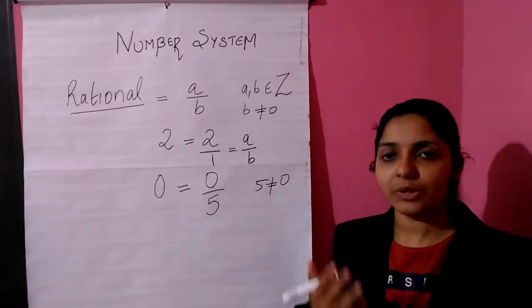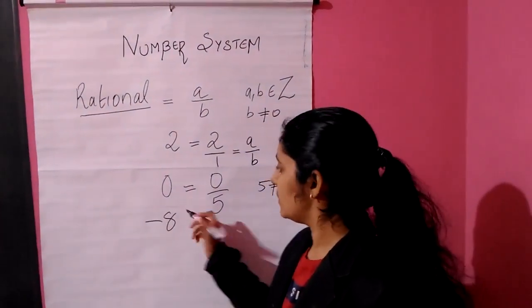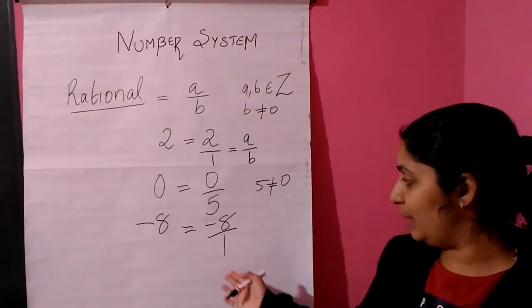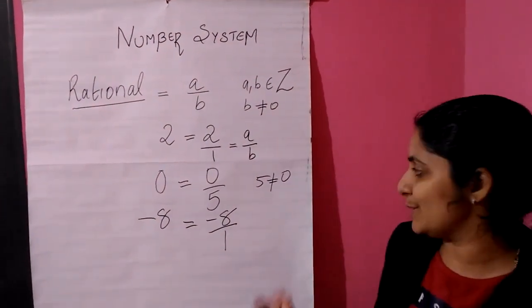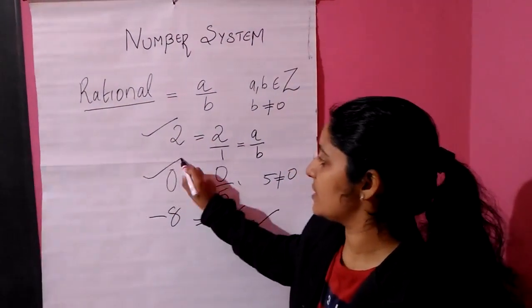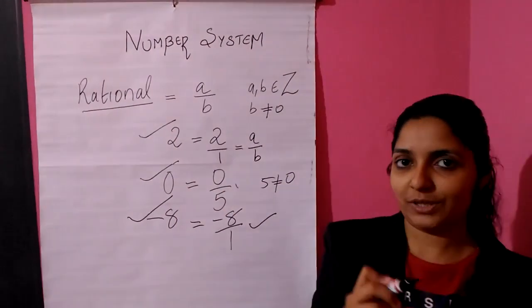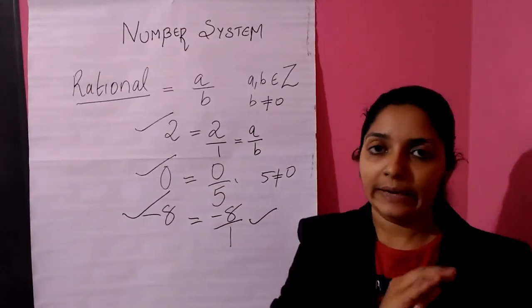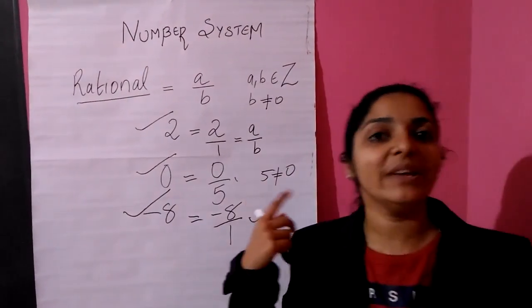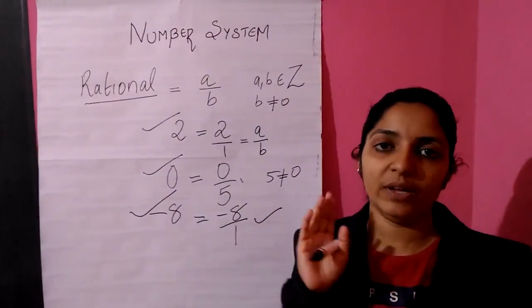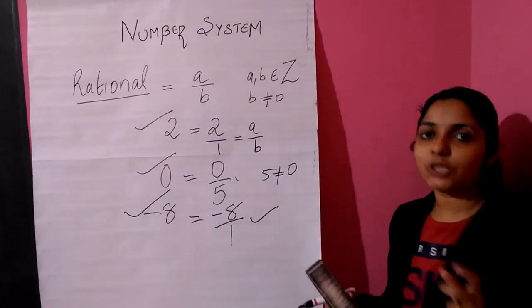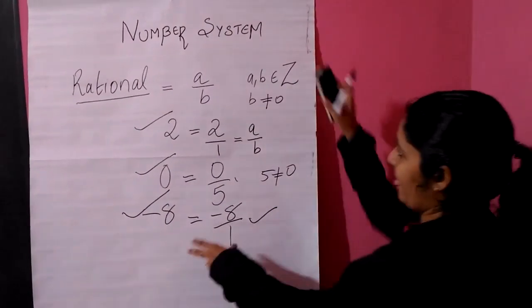Negative numbers, for example, minus 8. This also can be written in the form a by b, where b is not equal to 0. That is, minus 8 by 1, and 1 is not equal to 0. So, this is a rational number, and this is a rational number, and this is also a rational number. So, what is a rational number actually? Numbers which can be written in the form a by b, where a and b are integers and b is never equal to 0. Did you understand? Now, let us move to the next topic, irrational numbers.